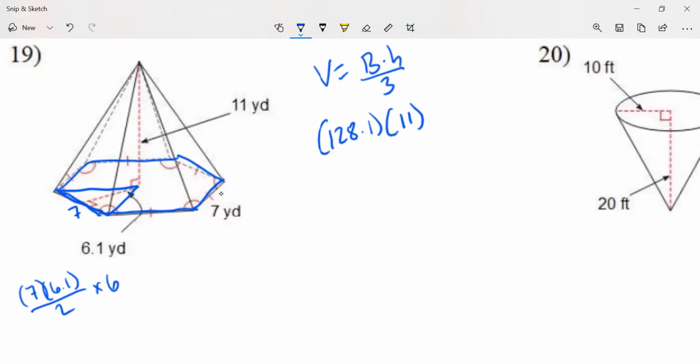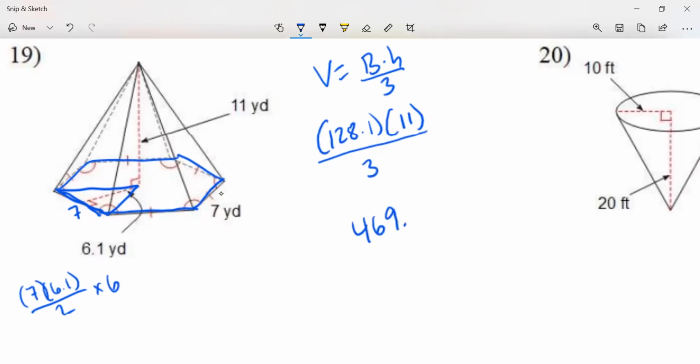The height of the pyramid is 11. And let me divide this by 3. So 128.1 times 11 divided by 3. It happens to be 469.7.